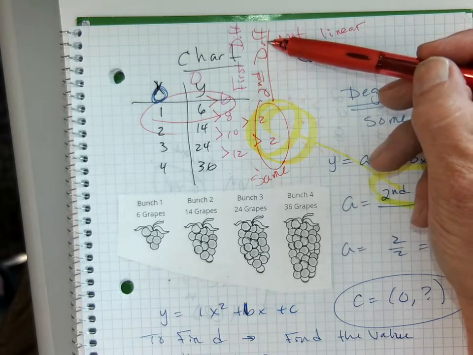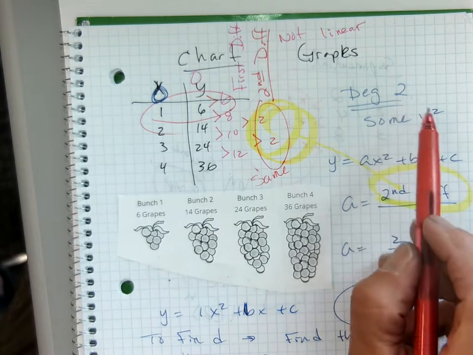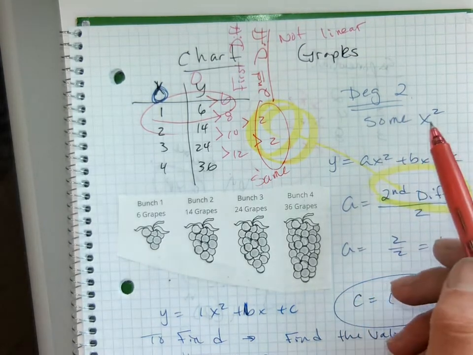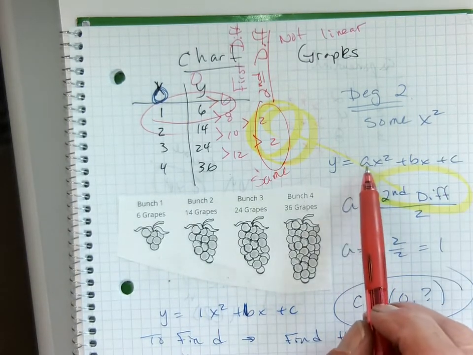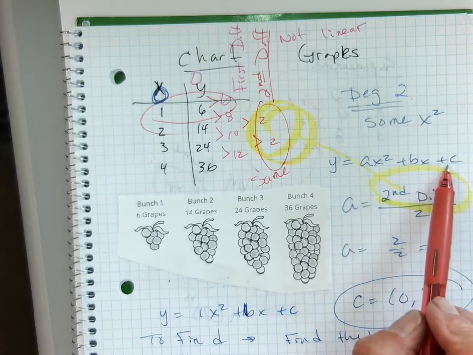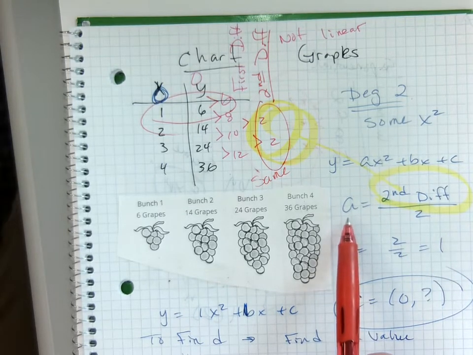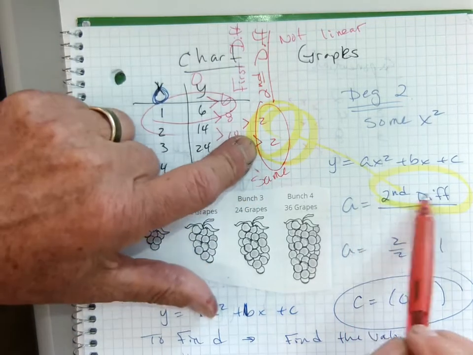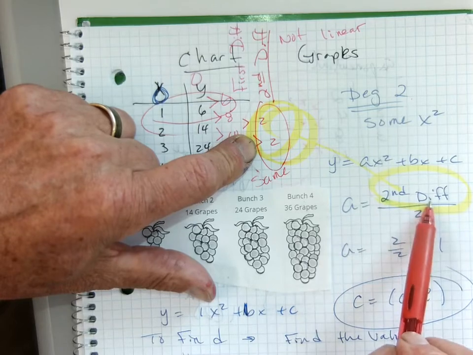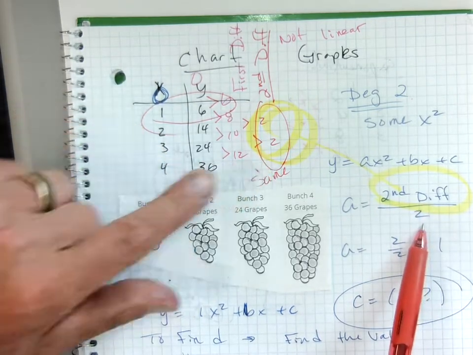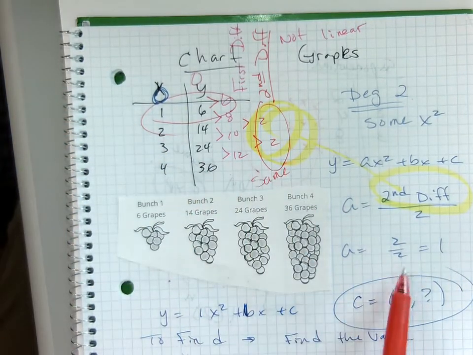The second difference comes from degree 2, which is some x squared equation. Well, a quadratic comes in the form of y equals ax squared plus bx plus c. Well, how do I get this? A is not too bad. A is going to be whatever the second difference is divided by 2, always, okay? Whatever the second difference is, which in this case is 2, divided by 2. So, second difference is 2. 2 divided by 2 is 1.